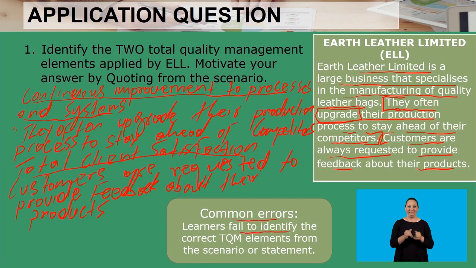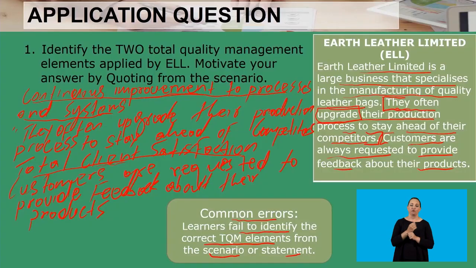Now, the common error. Learners fail to identify the correct TQM element from the scenario or statement. So learn your keywords and be able to identify the correct TQM element. Just know that continuous improvement would talk about upgrading, and total client satisfaction would largely talk about making sure that the client is satisfied. With adequate financing, we talk about the business having enough capital and resources. And remember that monitoring and evaluation would focus largely on inspections and making sure that the product has fewer defects.